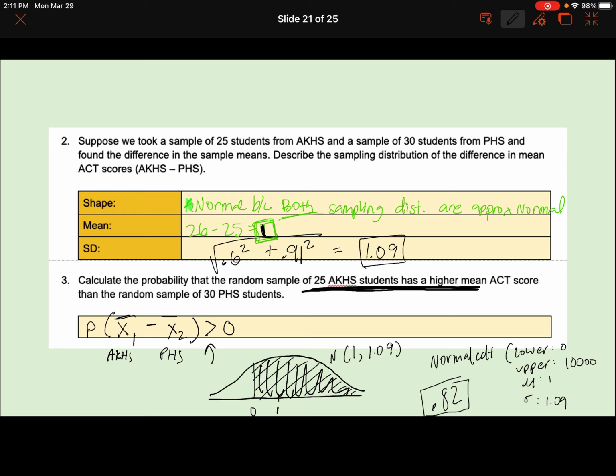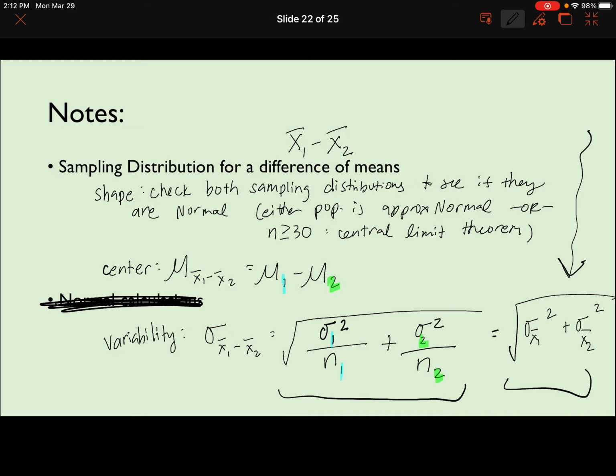All right, I want you now to go ahead and work on your check for understanding. When you're ready to go over it, hit play. Otherwise, pause for now, take a few minutes, and then when you're ready, we'll go over it together.